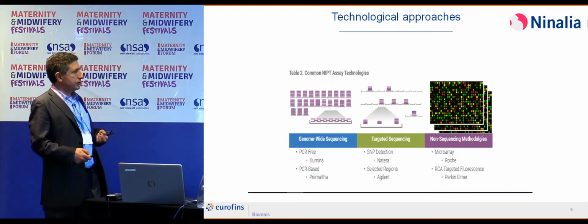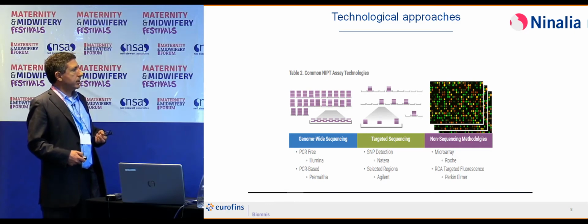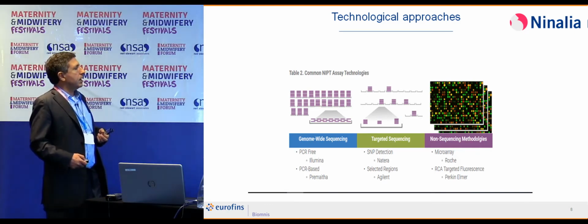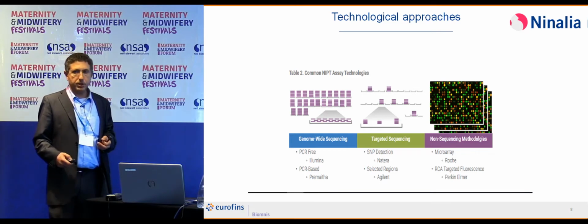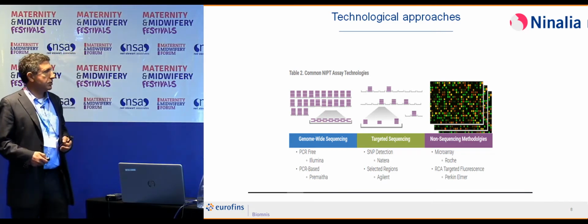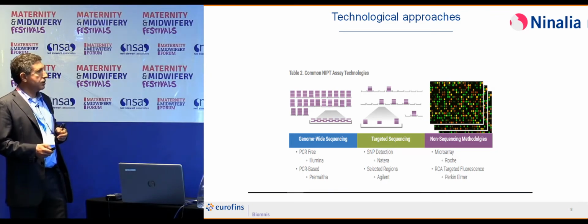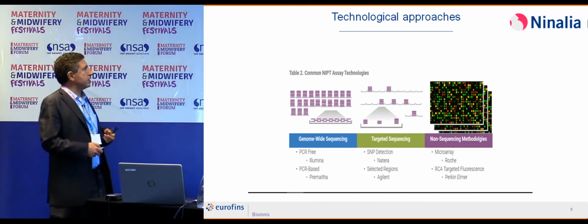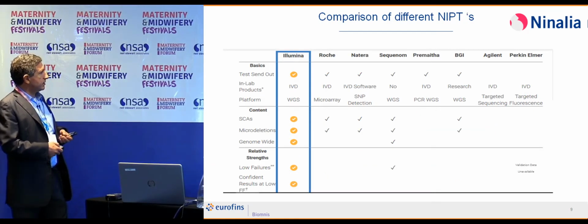And there are non-sequencing methodologies: microarray technology used by Roche in Harmony, and RCA, rolling circle amplification, targeted, for instance, by PerkinElmer, which has just arrived in the market. So 3 main different technologies to get quite the same result, but not exactly. So here are the different companies, also in a table.